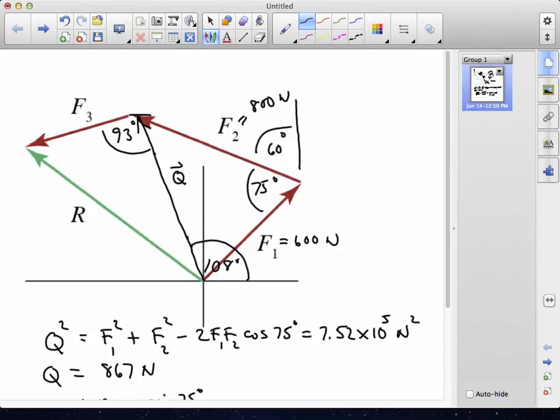Again, we have a situation where we have a triangle that has two sides of known length. Now Q is 867 newtons and F3 is 450 newtons. And we know the angle between those sides is 93 degrees, so we can once again use the law of cosines, first to determine the magnitude of R, then we'll be able to use the law of sines to determine a relevant angle and find the final orientation of R.